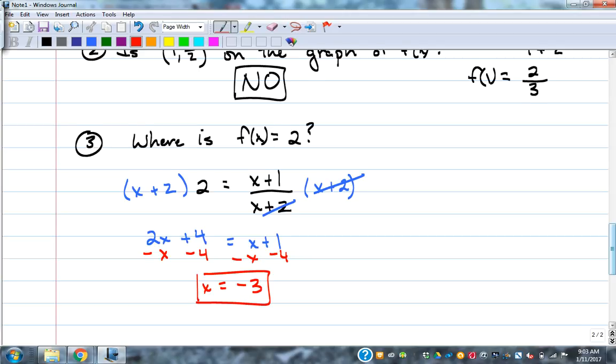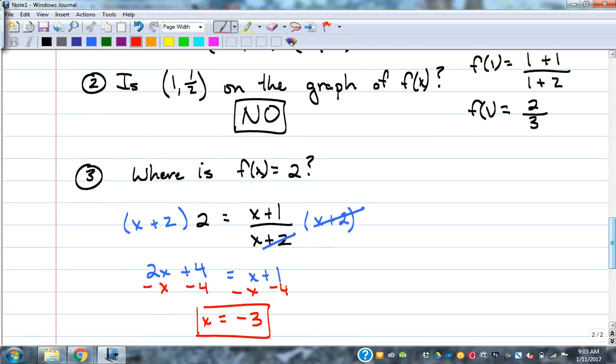Because I was given an ordered pair on number 2. There, I was given the ordered pair 1, 1/2. I just plugged in the x to see if it would get me the right y value. We saw that it didn't when I plugged it in. Here, it's giving me f of x is equal to 2, which is actually the y value.